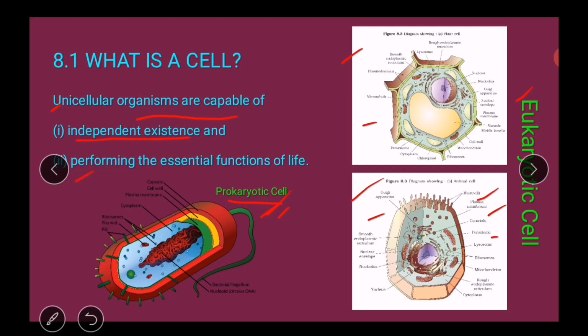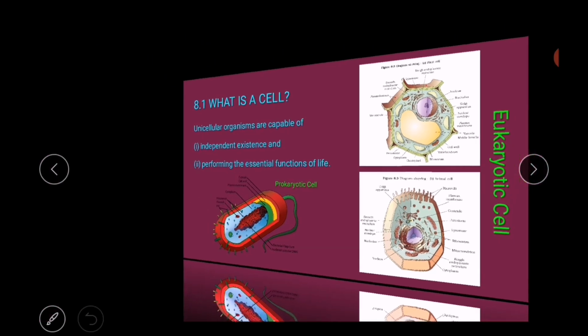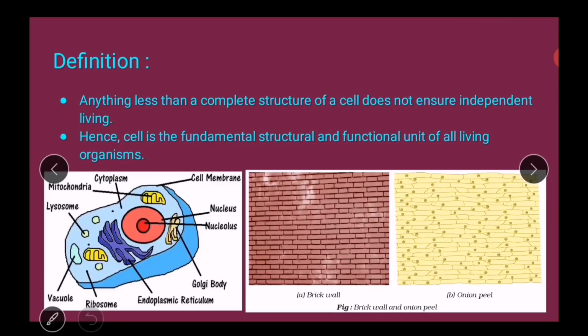And the second point is perform essential functions of life. It means the single cell can perform all the essential functions of life. Essential functions of life are like reproduction, replication, and taking energy from the outside and utilizing the energy for its purpose. Clear? So it can live independently and perform all functions of life. That is a cell, a unicellular cell. Clear?